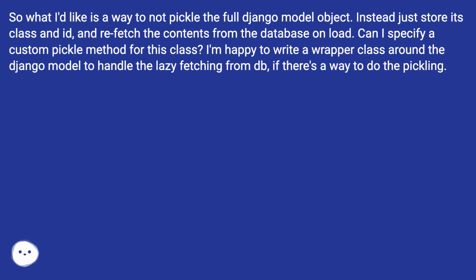So, what I'd like is a way to not pickle the full Django model object. Instead, just store its class and ID and refetch the contents from the database on load. Can I specify a custom pickle method for this class? I'm happy to write a wrapper class around the Django model to handle the lazy fetching from the DB, if there's a way to do the pickling.